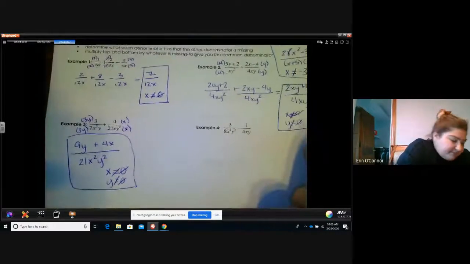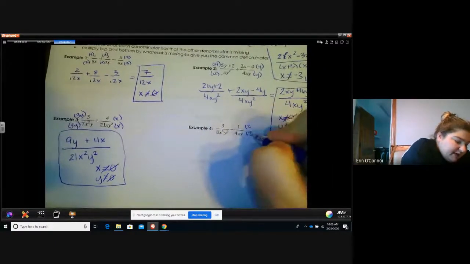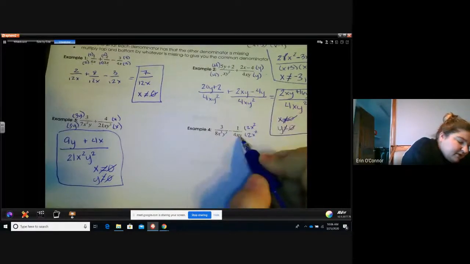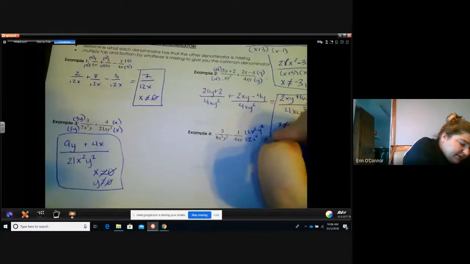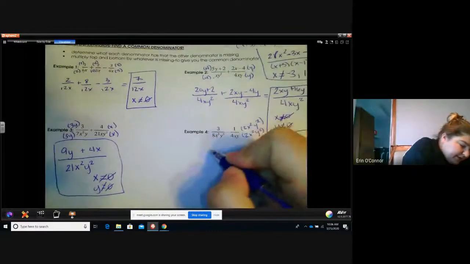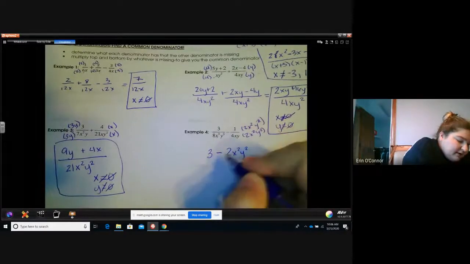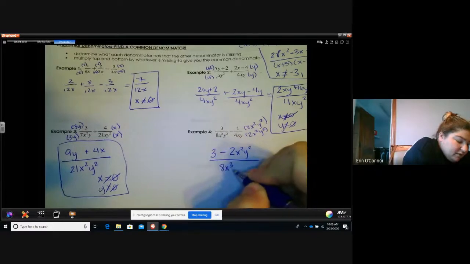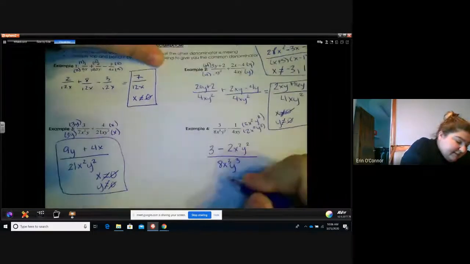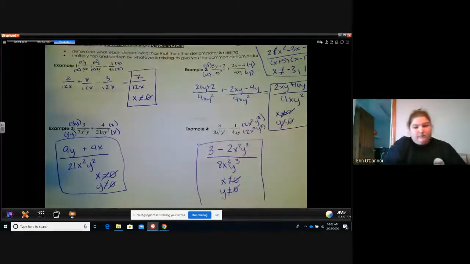Okay, for the next one. We have an 8 here, but a 4 here, so we need to multiply by 2 over here. X cubed here, only x here, so we need to multiply by x squared. Y cubed here, only a y here, so we need to multiply by y squared. The left side does not need to be multiplied by anything. So we have 3 minus 1 times all this is 2x squared y squared all over 8x cubed y cubed. There's no way to factor that or do anything else. Again, here, x cannot equal 0, y cannot equal 0. Okay.